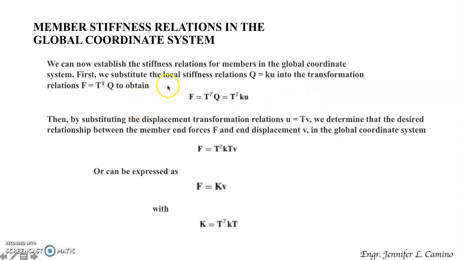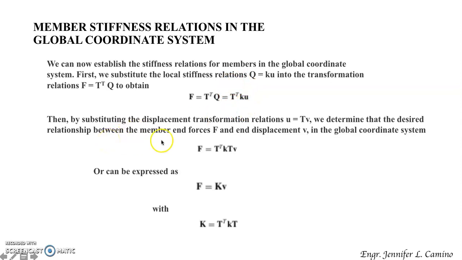First, we have to substitute the local stiffness relation Q is equal to K times U into the transformation relation. F is equal to the transpose of transformation matrix multiplied to Q, which is our member end forces in the local coordinate system, and we obtain this equation. F is equal to the transpose of transformation matrix multiplied to member end forces in the local coordinate system, or simply this is the equivalent equation.